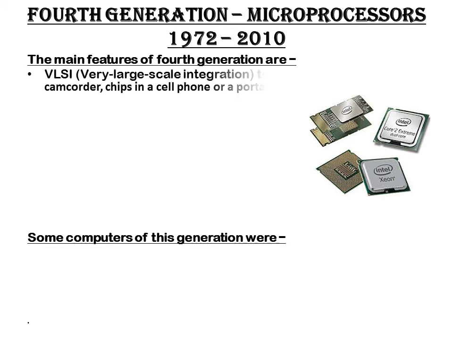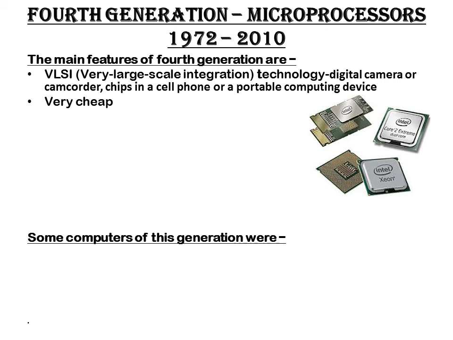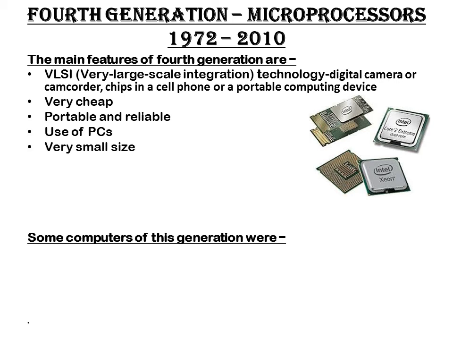Now comes the fourth generation. In fourth generation, VLSI technology was used, very large scale integration. Like in our digital camera, camcorder or cell phone, this type of chip is used. It is a portable computer device. It is very cheap, portable and reliable. Use of PC comes in fourth generation.